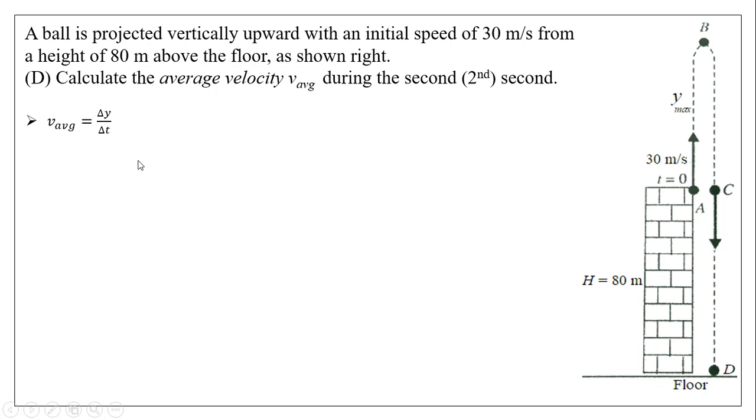All right. Now to solve for average velocity using this strategy, you need 2 things. You need your delta y and your delta t. But we know what our delta t is already. The statement said the second. So it's important for you to understand that this is not 2 seconds. This is actually just 1 second. The second starts at 1 second and it ends at 2 seconds. So from 1 to 2 seconds is just a window of 1 second or an interval of 1 second.